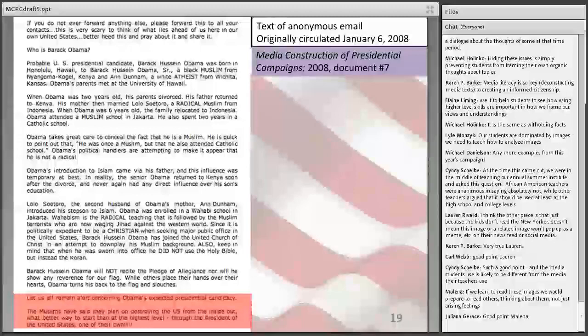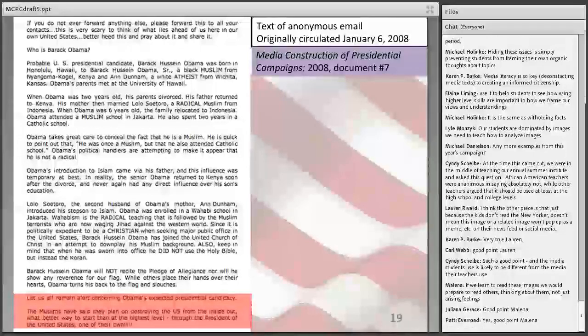So I just want to note here that the purple text box at the top for each of these that you've seen tells you exactly where you can find these documents and associated materials, questions, background information, further questions, and the campaign kit. And this one, it's document number 7 in the 2008 Media Construction of Presidential Campaigns. What I'm going to do is show you 5 different images that relate to the topic of whether candidate Obama was a Muslim.